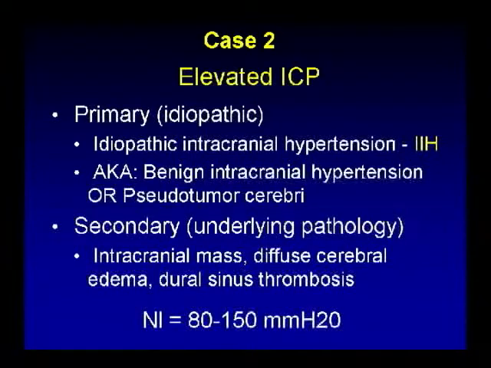And primary is this idiopathic intracranial hypertension, which we used to call pseudotumor cerebri or benign intracranial hypertension. And this is the phrase that we want to use now, idiopathic intracranial hypertension. The secondary type means there's something causing the hypertension. So there's a mass, there's diffuse cerebral edema, there's a dural sinus thrombosis. So your job is, is this primary or is this secondary?